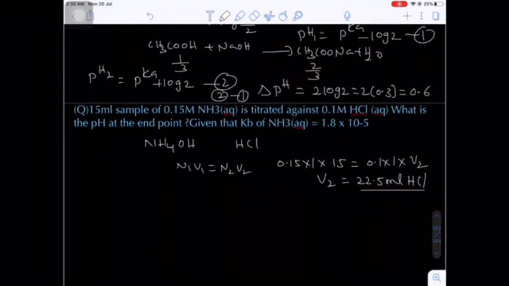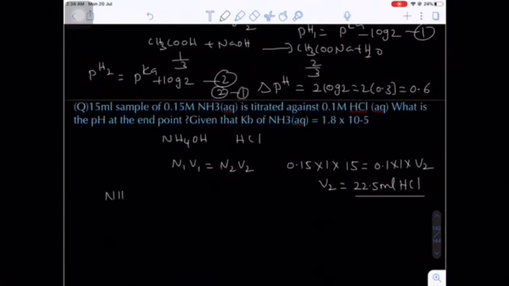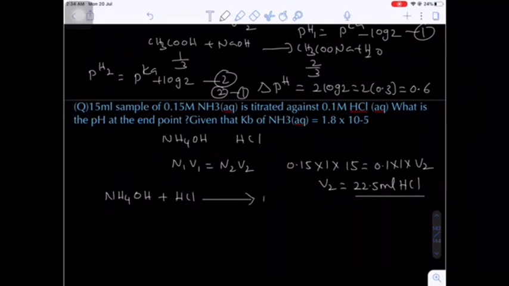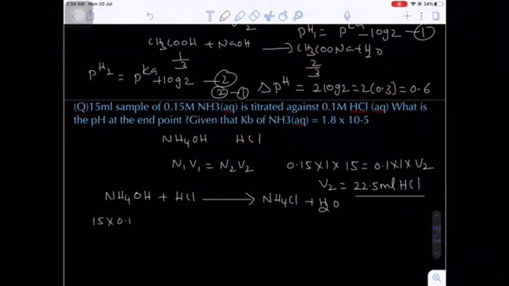22.5 ml of hydrochloric acid will be required for the complete neutralization. After getting the volume of hydrochloric acid required for the complete neutralization of ammonia, now we have salt formation, that is the reaction of ammonium hydroxide, that is NH4OH, and hydrochloric acid, that is HCl, when both are combined to give what? Ammonium chloride, that is the salt NH4Cl, and H2O.